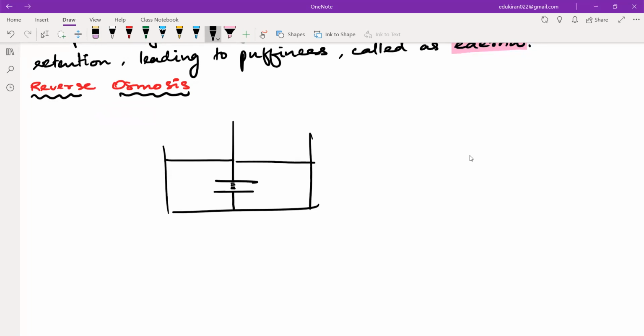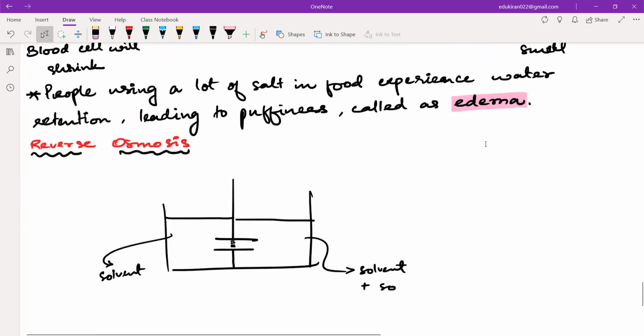Let's say here we have solvent, and here we have solvent plus... Wait, the highlighted one, it's edema, right? EDEMA na, sahi? Okay. Likha hai na humne? Haan, I think it is EDEMA. Solvent plus solid solute.